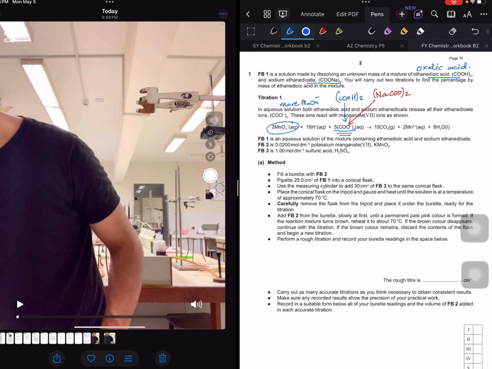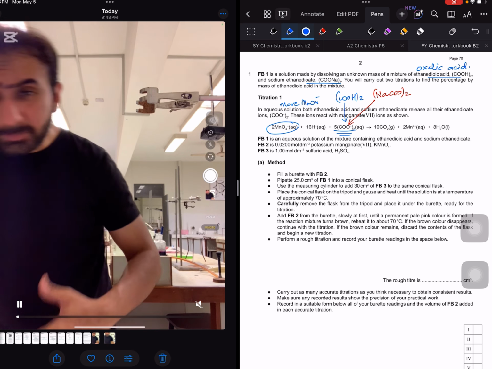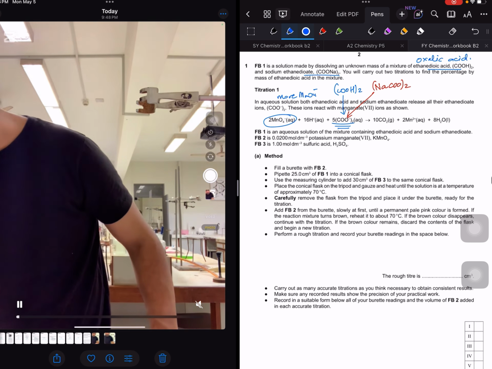FB1 is an aqueous solution of the mixture containing ethane dioic acid and sodium ethane dioate. FB2 is potassium manganate, and FB3 is 1.00 mole per dm cube sulfuric acid. So I am going to mute myself, and you can see what I'm doing on the other side. I'm just explaining in the beginning.